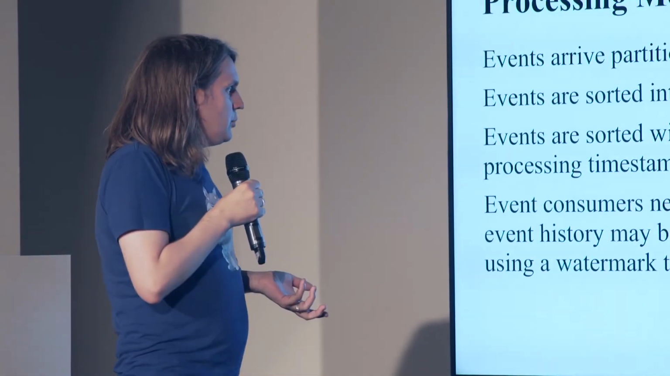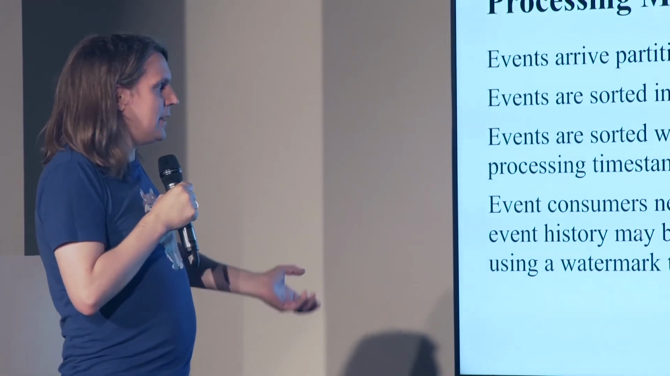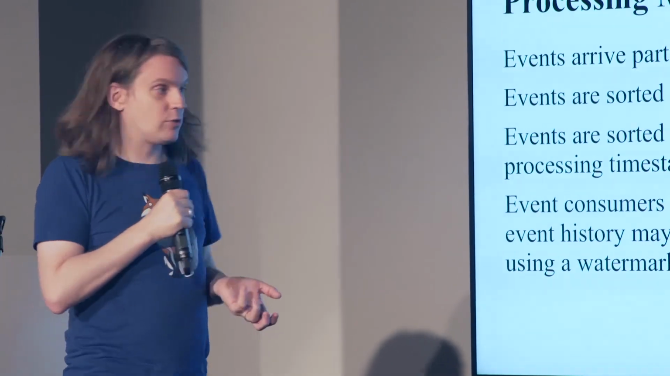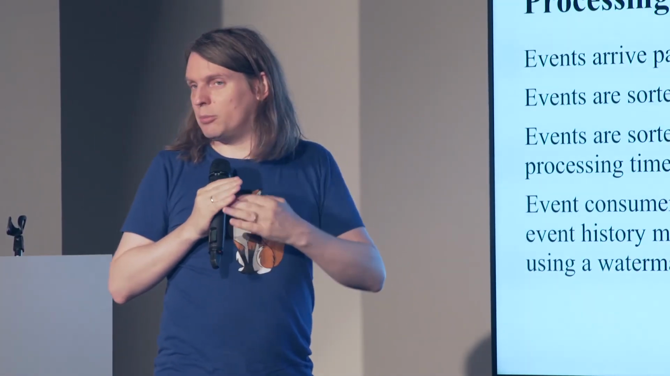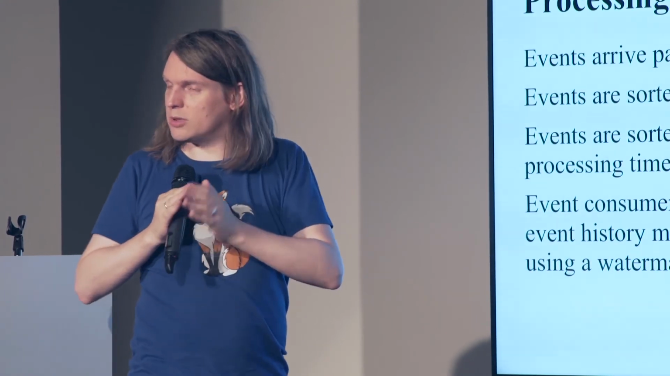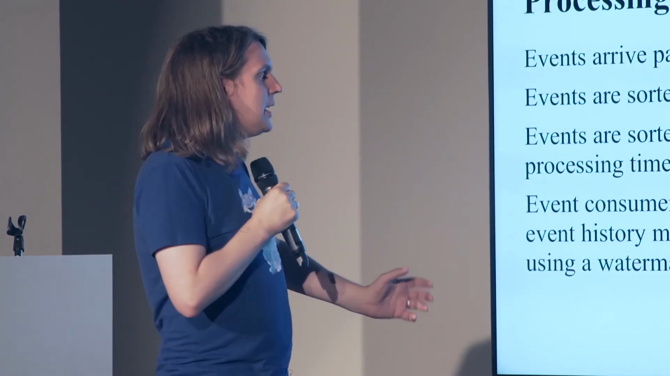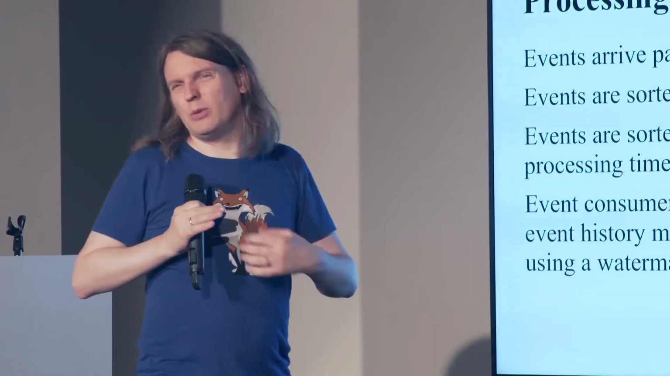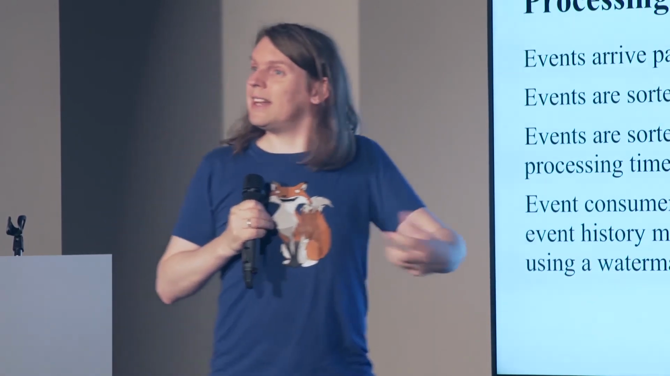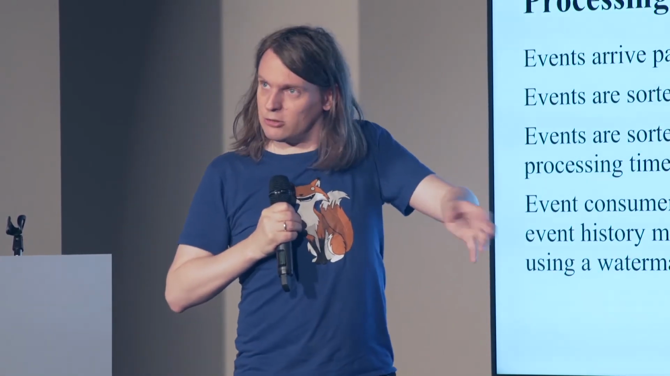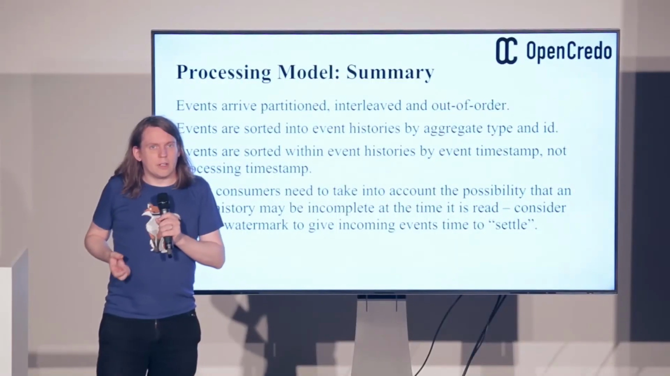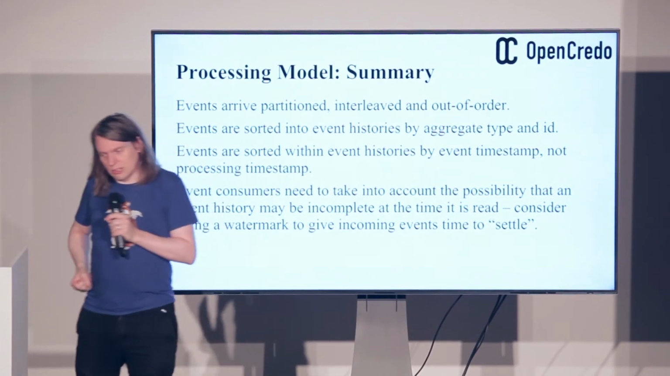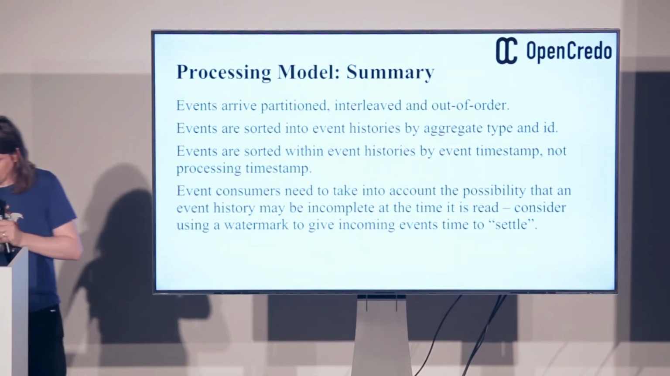That means that event consumers need to take into account the possibility that an event history might be incomplete at the time it's read. So we might want to consider using a watermark, looking at the gap between event timestamp and processing timestamp to figure out how long we need to wait for events to settle. And we also sometimes need to deal with wildly out of order events, so we may actually have to change our view of history. And there are various policies or strategies you can use for dealing with that.